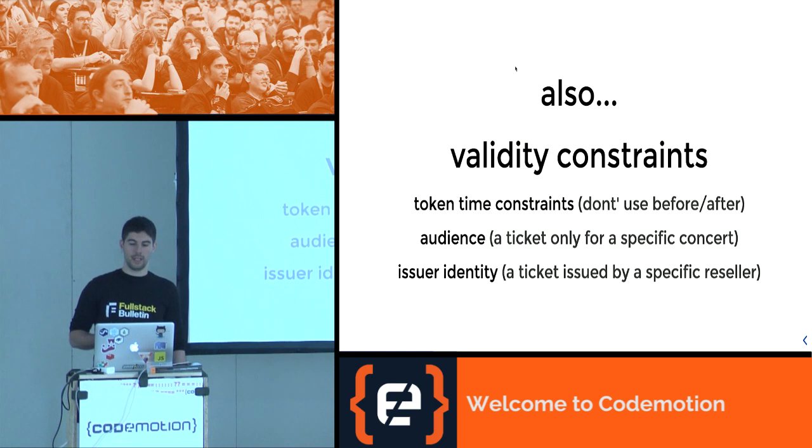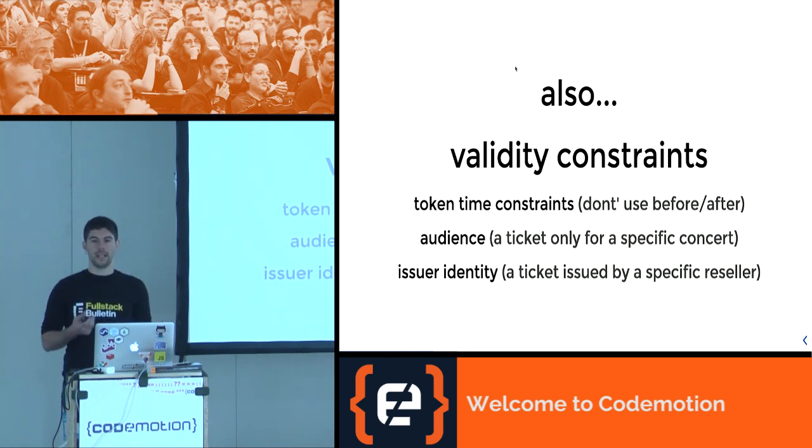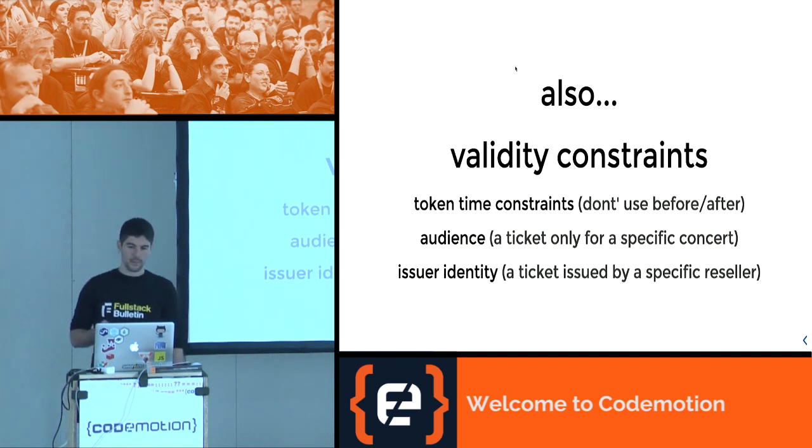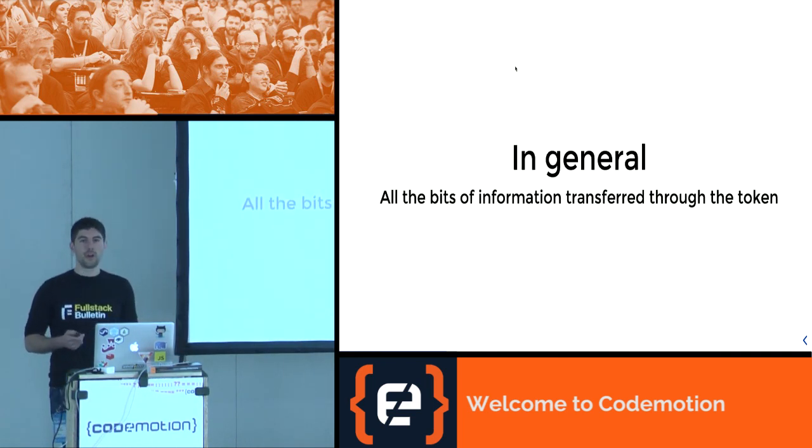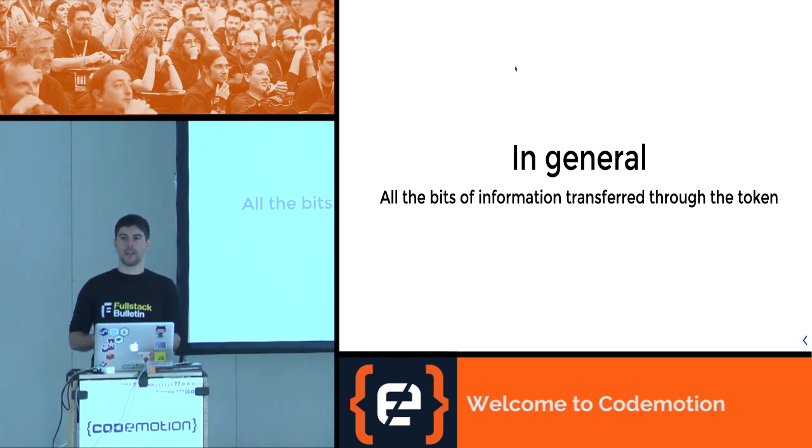Then there is audience. It's valid only for a specific context. Like if it's a ticket, it can be a specific concert. And then there is the issuer identity. Again, if it's a ticket, the issuer is who sold you the ticket. But again, with claim, we can mean other kinds of information, like the type of algorithm that is used for producing this token, or the type of token itself. In general, all the information that lives inside a JWT token is what is considered a claim. We will see it better again in a minute, as soon as we decompose the structure of a JWT token.